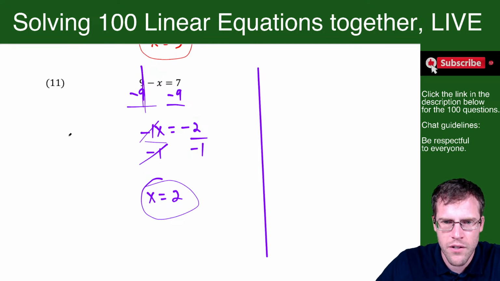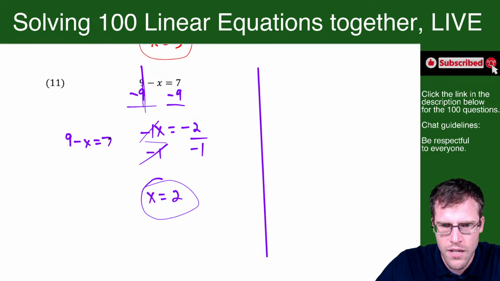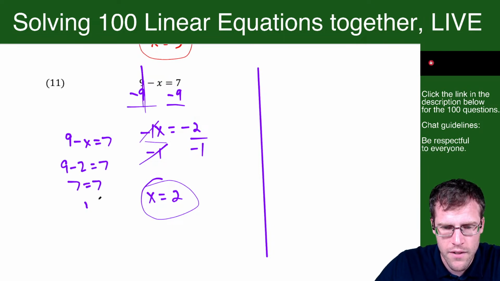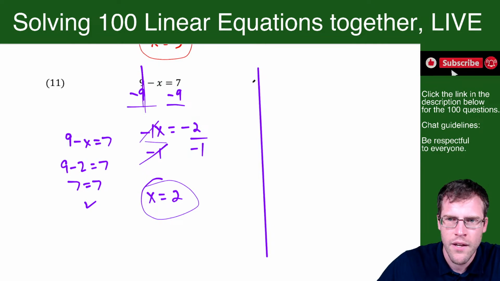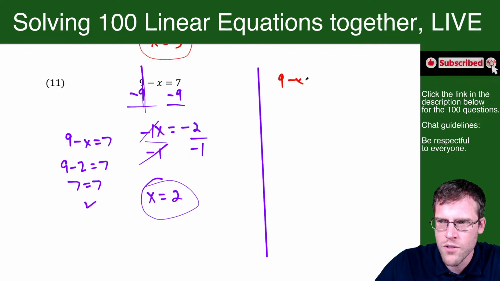And you could even see here, the original equation was 9 minus x equals 7. So if I did 9 minus 2 equals 7, 7 equals 7, it checks out. So some of them you just do in your head. Now, I'm just going to show one more way of doing this.